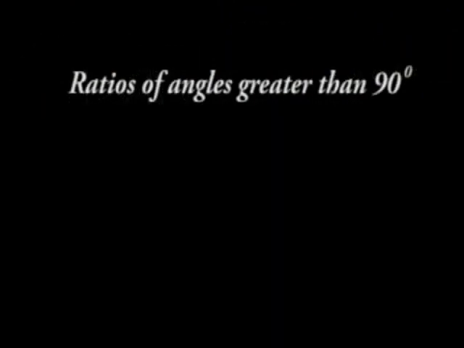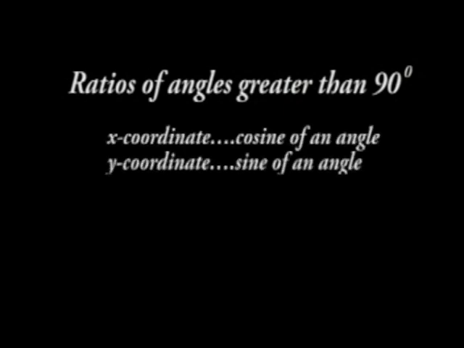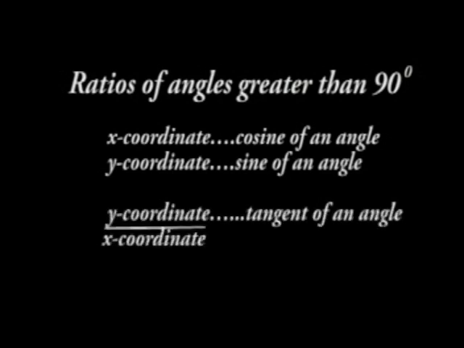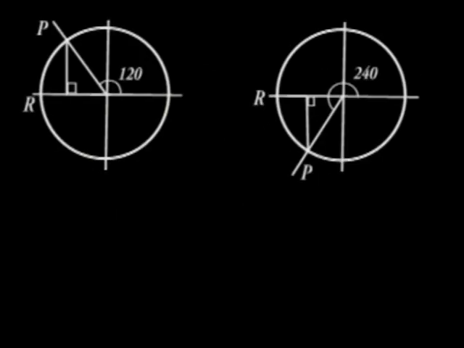Ratios of angles greater than 90 degrees. In a unit circle, the x-coordinate gives the cosine of an angle, and the y-coordinate gives the sine of an angle. Y over x gives the tangent of that angle. We can use the unit circle even for angles greater than 90 degrees, like 120, 240, and 330. Consider the figures below. 120 degrees is in the second quadrant, 240 in the third.